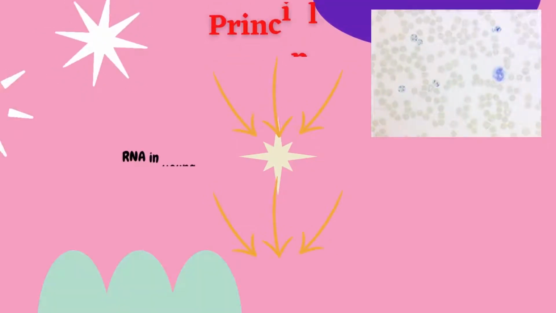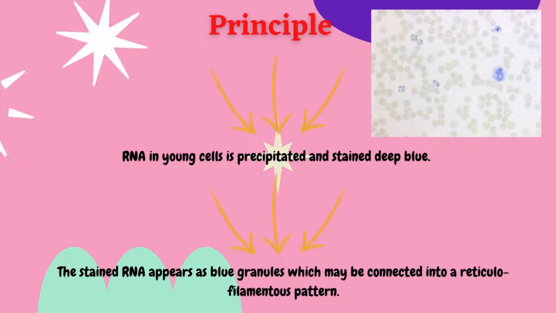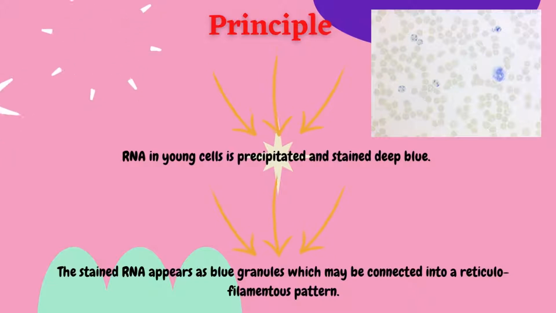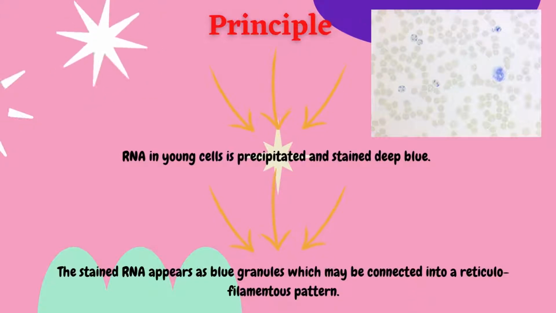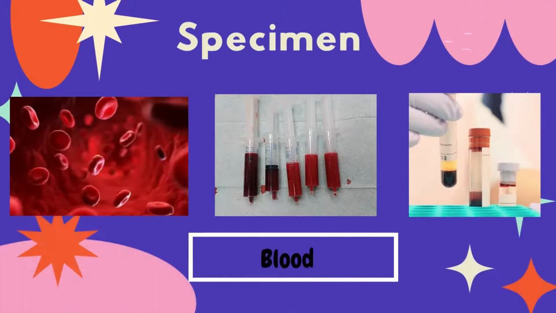New methylene blue stain is used to supravitally stain viable erythrocytes. The RNA in young cells is precipitated and stained deep blue. The stained RNA appears as blue granules which may be connected into a reticulofilamentous pattern. The specimen used for reticulocyte count using new methylene blue is blood.